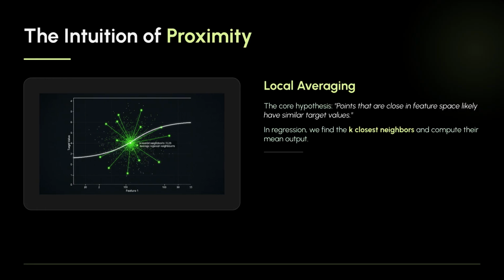The core intuition of KNN regression is proximity, or local averaging. The hypothesis is that points close in feature space likely have similar target values. In regression, we find the K closest neighbors and average their output to predict a continuous value.